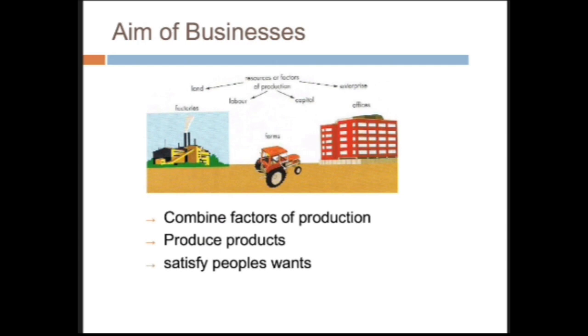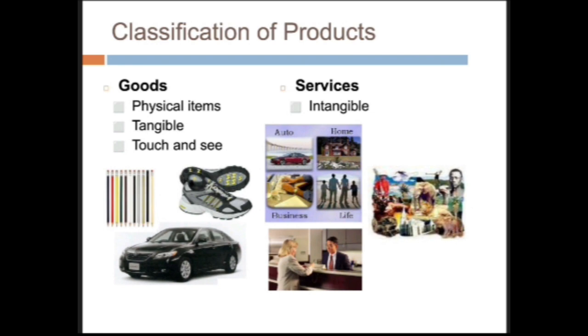So the aim of the business is combining factors of production to produce a product and satisfy people's wants. Classification of products: we classify goods into two sections. One is goods, which have a physical body, a physical item, tangible, you can touch and see, like shoe, car, pencil. And services are intangible, they don't have a physical body. Like auto, car, house rental, business, they are called services.